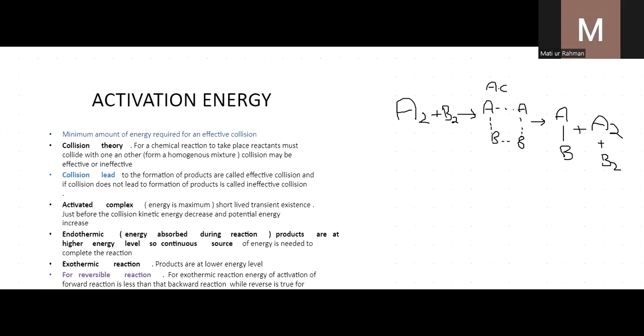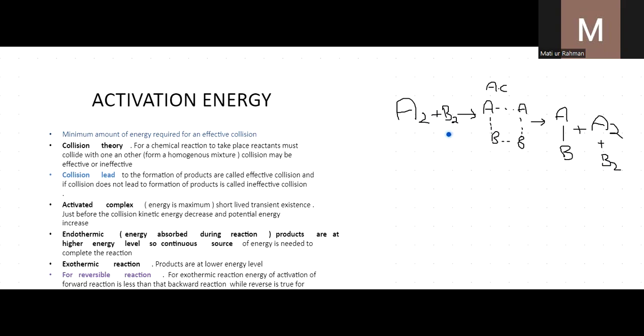Suppose all collisions among the reactant species at a given temperature are effective. Then the reaction is completed in a very short time. All the reactants convert into the product in a very short time. But most of the reactions are, however, slow, showing that all collisions are not equally effective.